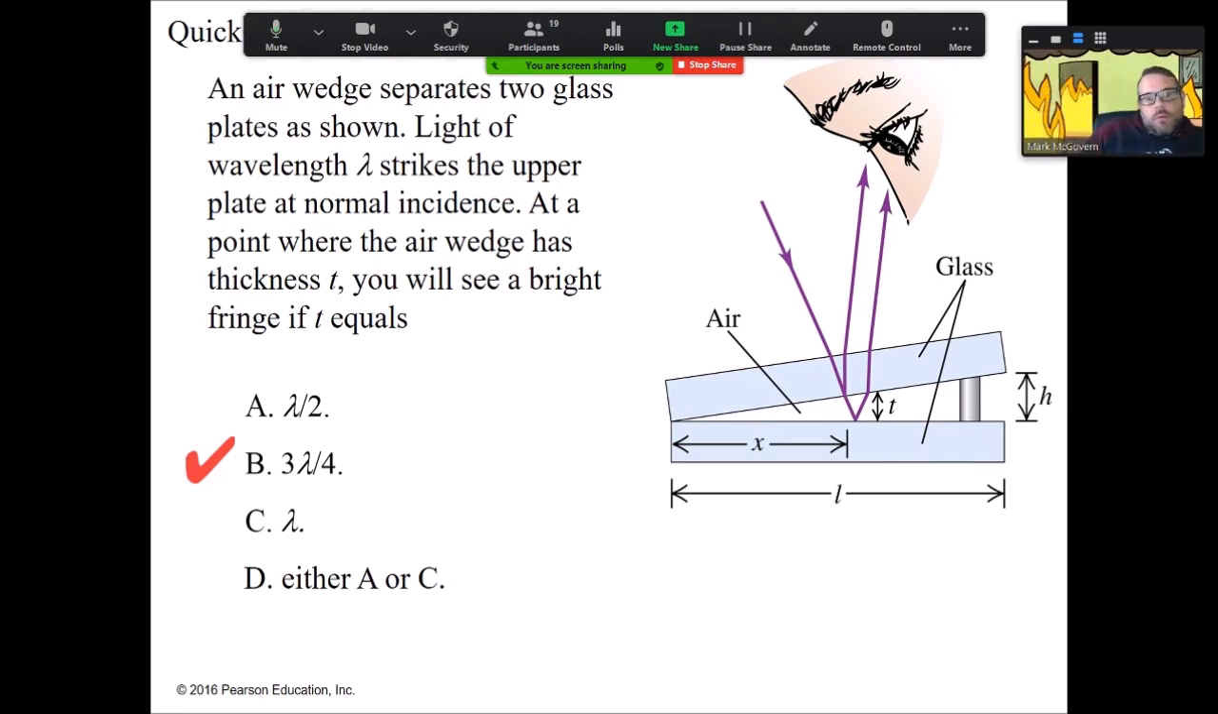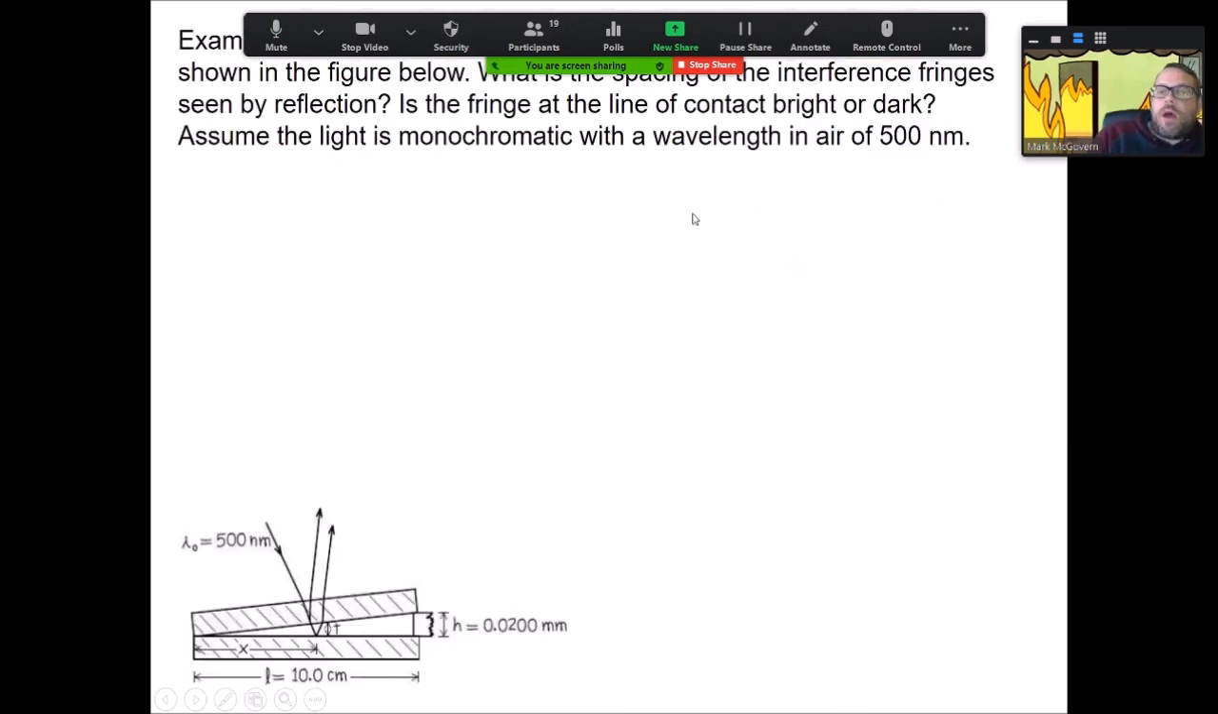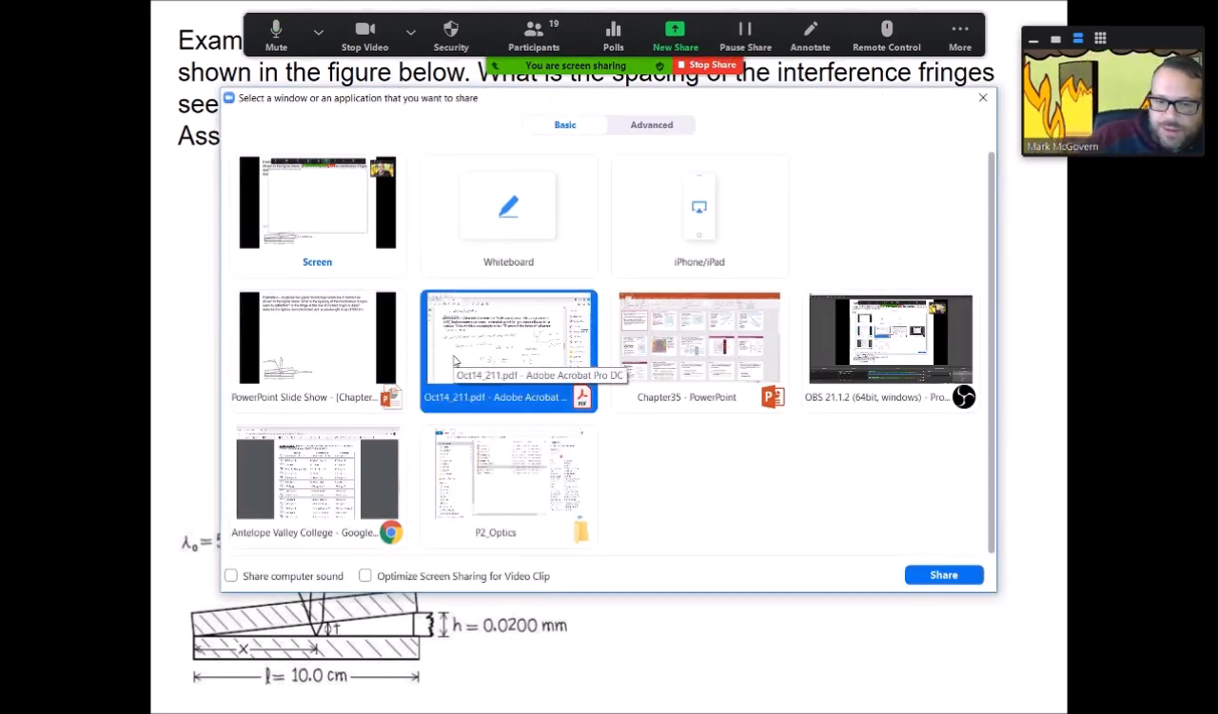So 3/4, well, 3 lambda over 4 works. In fact, look at the way this is set up. This is at an angle here, right? So there's a lot of thicknesses that could potentially work here. I might have a question related to that coming up. Oh, look at this. Apparently I do. Crazy. Let's look into it.